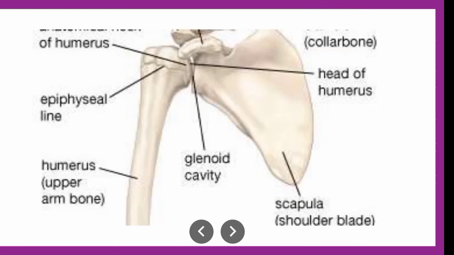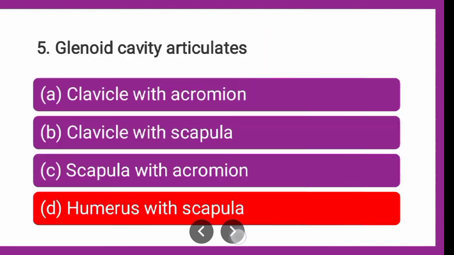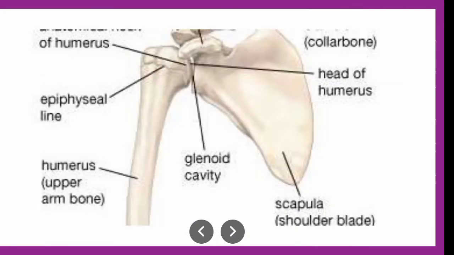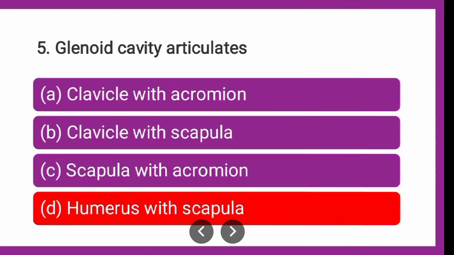Now, in the diagram, this portion which you can see is the glenoid cavity, which is part of the shoulder, and it is located at the lateral angle of the scapula. You can see here, this is the scapula. At the lateral angle of the scapula, there is the glenoid cavity. Now this glenoid cavity is articulating. You can see here, this is the scapula and this one is the humerus. So the correct answer is humerus with scapula.